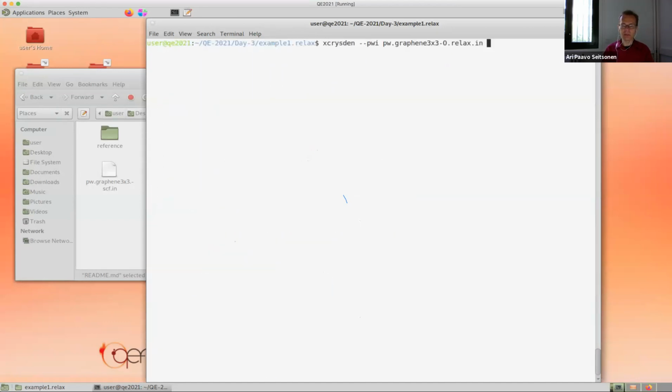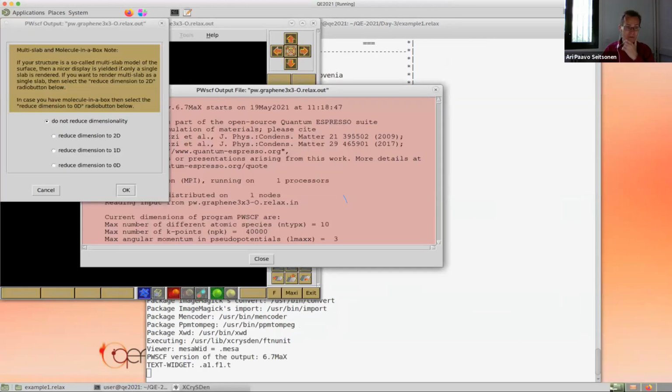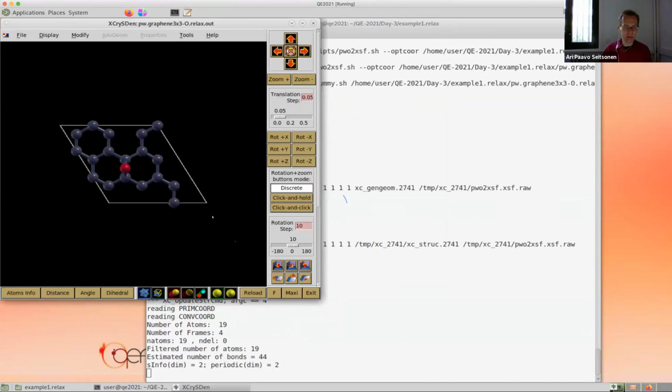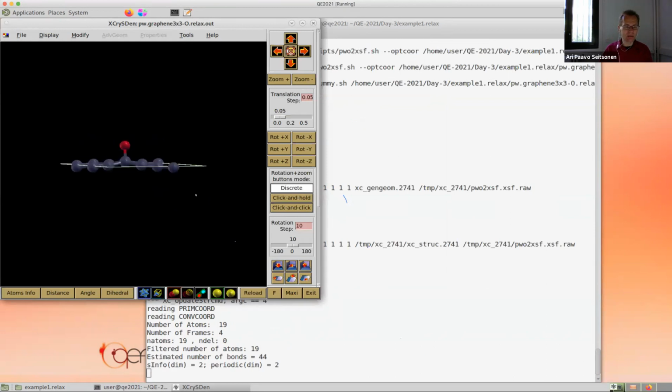So we can have a look on the structure again. Well, I go first to 2-dimensional reduction of the visualization. We can take again an animation if you want, or I go directly to the optimized one. So this is also the latest one. So the last 24th step. And this is now the final optimized geometry.